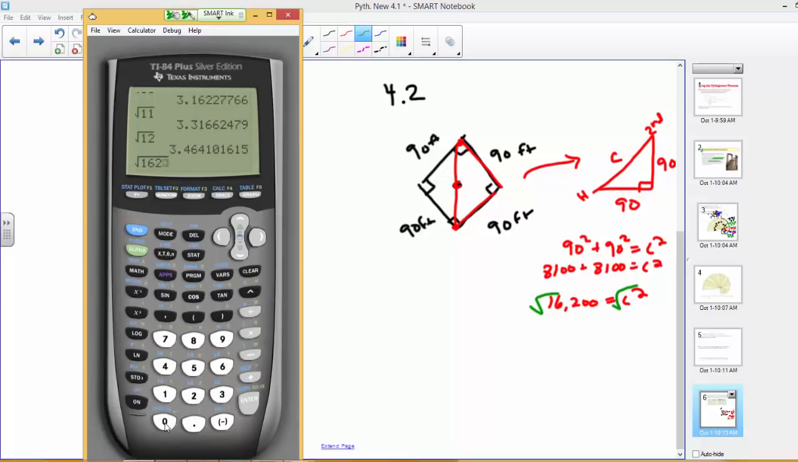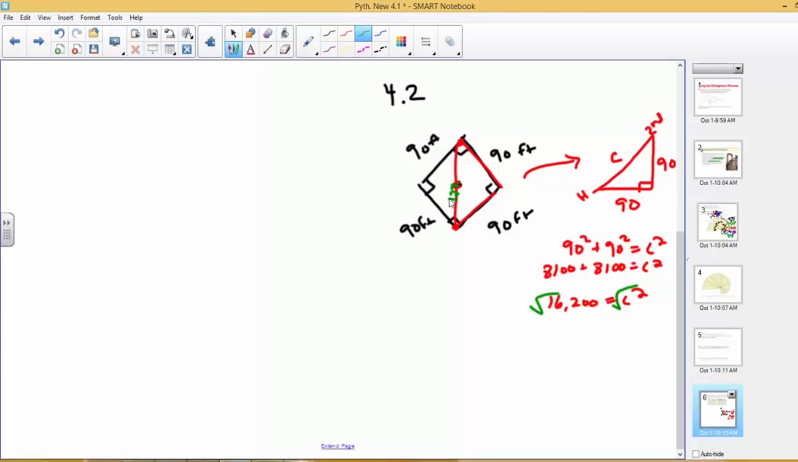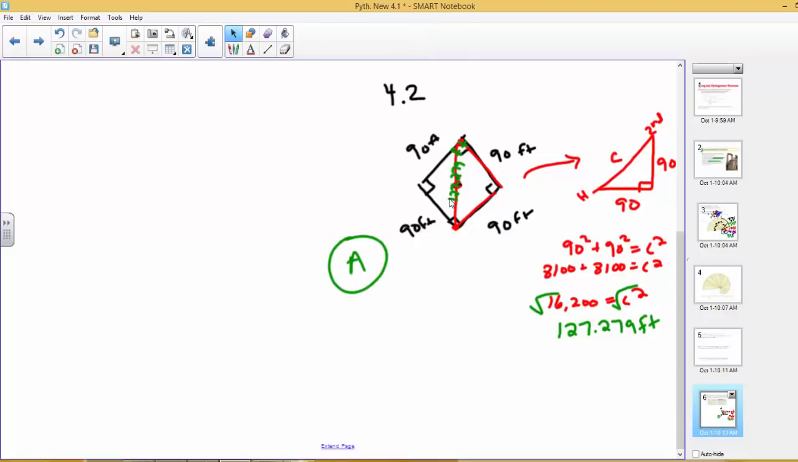And we know that our number has to be more than 90, and it is 127.279, and that is in feet. So you should add your units. So that is A. B says the shortstop is standing halfway between second and third base.